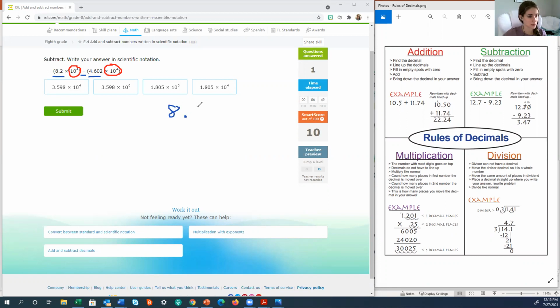8 2/10 minus 4, and I have to line those decimals up, and 602 thousandths. In this case, because I had to line the decimals up, I have some empty spaces. So what does that mean I need to fill in with? Yeah, I need to fill in any empty spots with zeros.